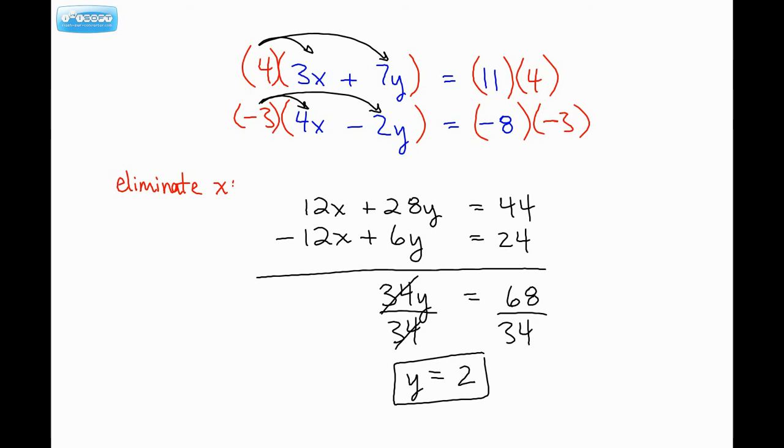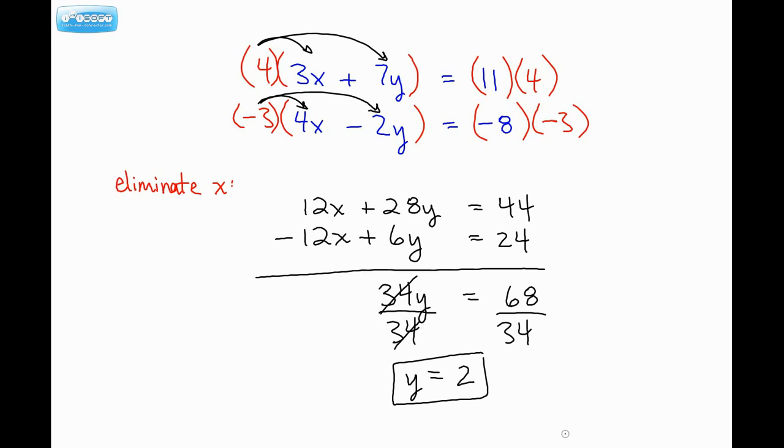We're almost done. We need to solve for x. And as we did in the previous video, we can choose any equation we want. We could choose one of the modified ones, which I probably wouldn't do because the numbers are a little bit bigger. So I'm going to use one of the original ones. It's up to you. I'll use the top one. So this is 3x plus 7y equals 11. But I know that y is 2. So I'm just going to replace y with 2. And now I can solve for x.